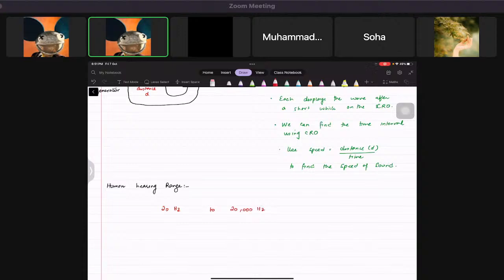Now, if you go below this, from 0 to 20, that's called infrasound. Some of the animals hear that. And beyond this, it's called ultrasound, and that has certain uses that we want to look at. Okay? Everybody understands this? Or no? All right.